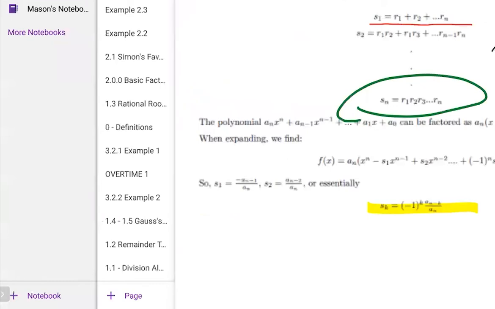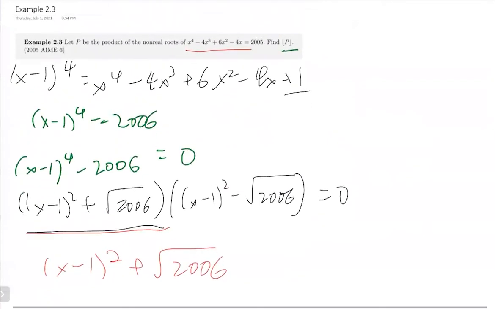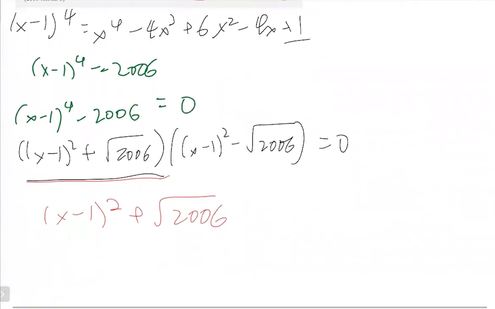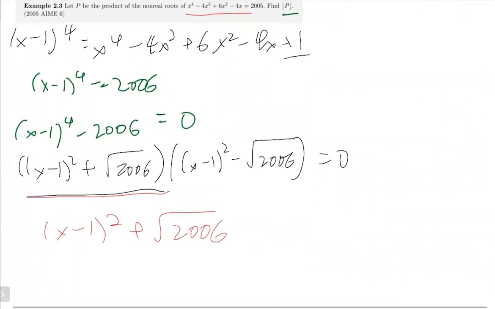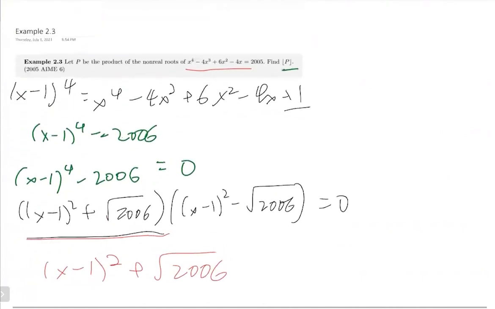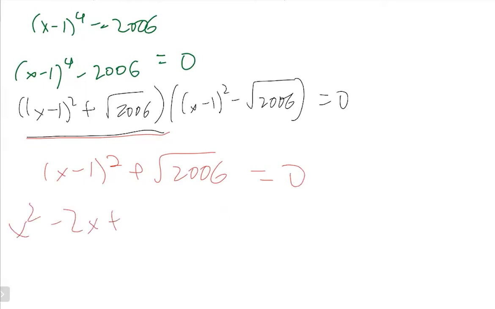So now, if we go back to our problem before, we established that the non-real roots of this expression here are the roots of this expression in red, which is equal to 0. And now we just have to use Vieta's formulas. If we expand, this is x squared minus 2x plus 1 plus root 2006, and we want the product of the roots.